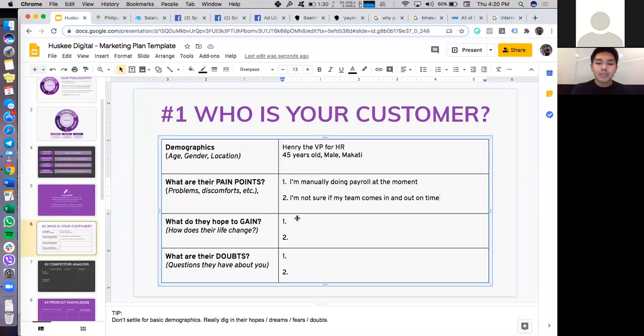Okay. So after this, I like to answer the question, what do they hope to gain? So if they solve this pain point that they have, right? If I could give them, let's say, a magic pill right now, and tell them that if you consume this magic pill, your pain will disappear. What would that do for their life, right? What would be the impact it would make? Now, if you could be more specific, that would be great, right? Because it really helps to be more specific.